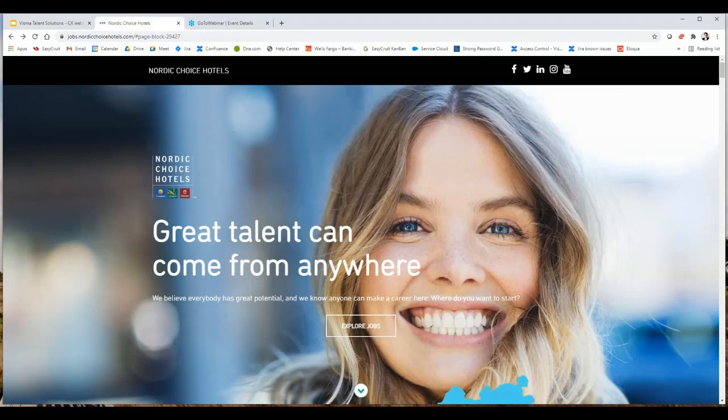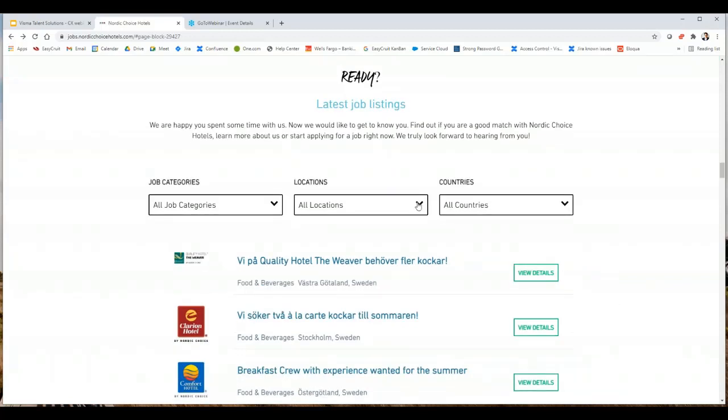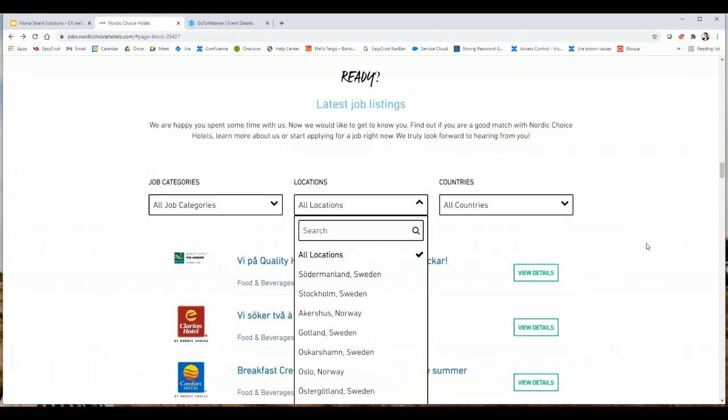In the top right corner, we have links to social media, so I can go on to Nordic Choice Hotels' LinkedIn profile, Facebook page, and so on. And as I said on the previous page, make it easy to find your different vacancies. If you click on the button Explore Jobs, Lex, then you are taken directly to the different vacancies. Here you can search on job categories, locations, and countries. So it is really easy to find the different vacancies on this career page.